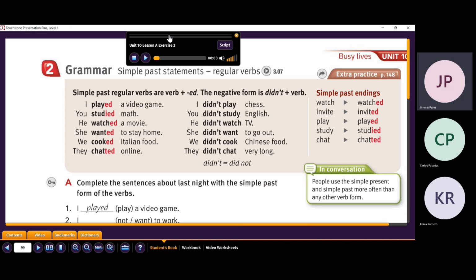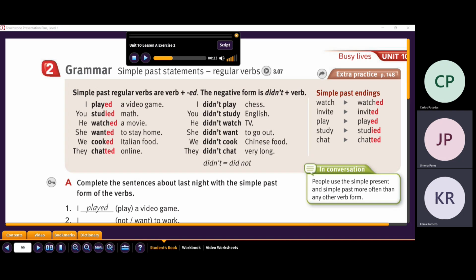Grammar. Simple past statements. Regular verbs. Simple past regular verbs are verb plus ed. The negative form is didn't plus verb. I played a video game. I didn't play chess. I played a video game. I didn't play chess.